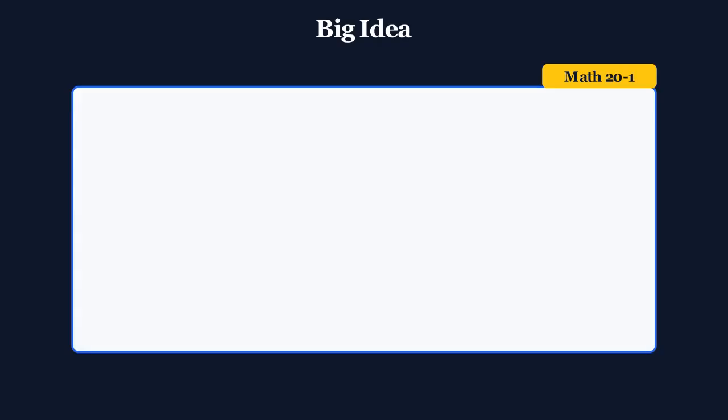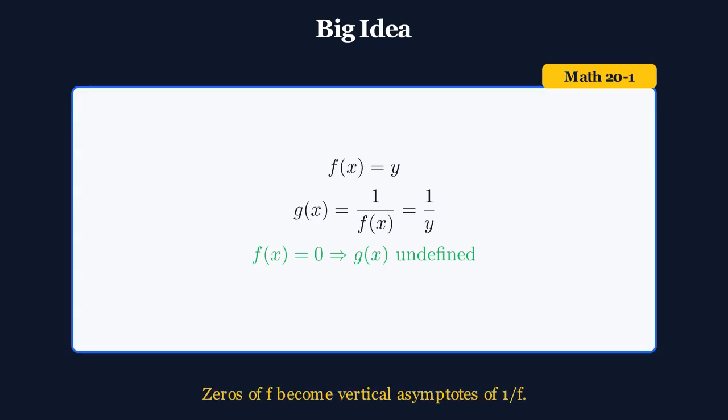The reciprocal function takes every y value of the original graph and turns it into 1 over that value. Large y values become small. Small non-zero y values become large. If f of x equals 0, the reciprocal is undefined, so that x value becomes a vertical asymptote.